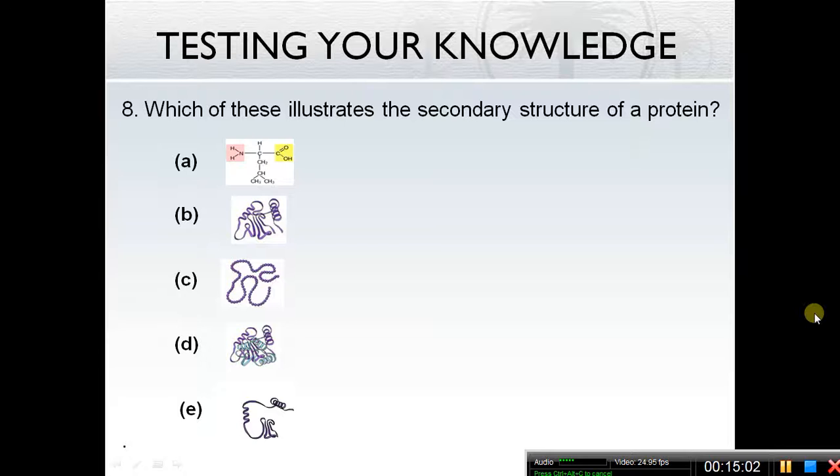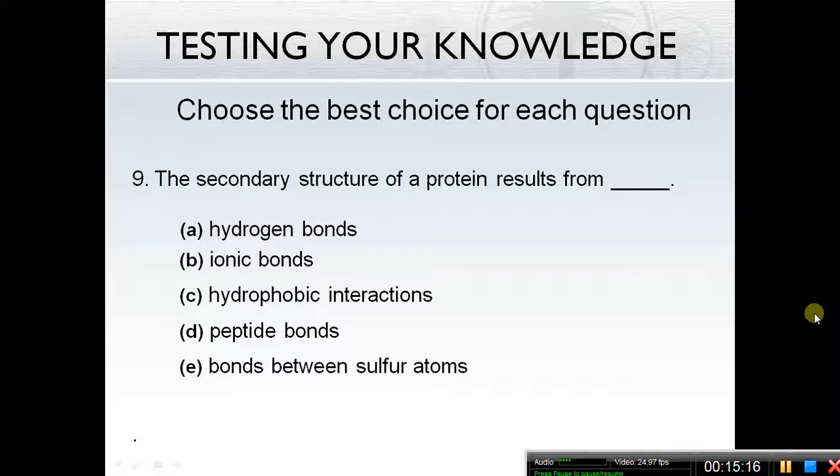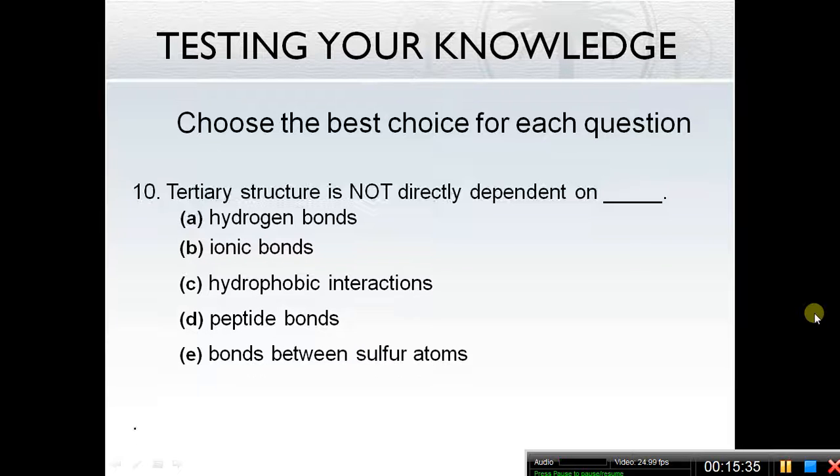8. Which of the following is part of the secondary structure of a protein? A, B, C, D, E. E is the best choice. 9. The secondary structure of a protein results from A. Hydrogen bonds, B. Ionic bonds, C. Hydrophobic interactions, D. Peptide bonds, E. Bonds between sulfur atoms. A is the best choice. 10. The primary structure is not directly dependent on A. Hydrogen bonds, B. Ionic bonds, C. Hydrophobic interaction, D. Peptide bonds, E. Bonds between sulfur atoms. D is the best choice.